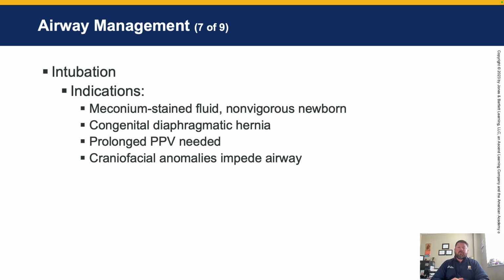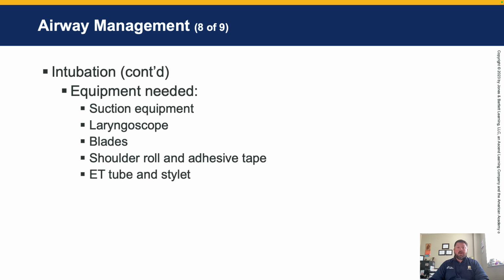Intubation is indicated when meconium-stained fluid is present and the newborn is not vigorous, when congenital diaphragmatic hernia is known or suspected, when prolonged positive pressure ventilation is needed, or when craniofacial anomalies impede an adequate airway. You should have the following equipment: suction, laryngoscope, blades, shoulder roll and adhesive tape, and an ET tube and stylet.